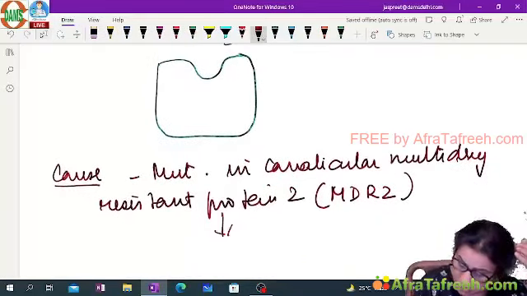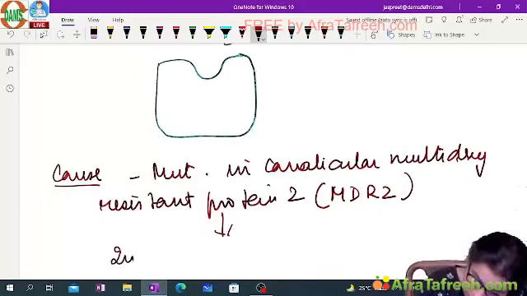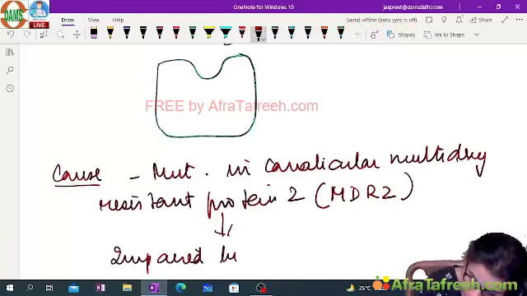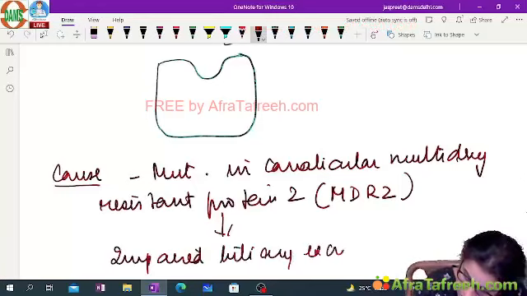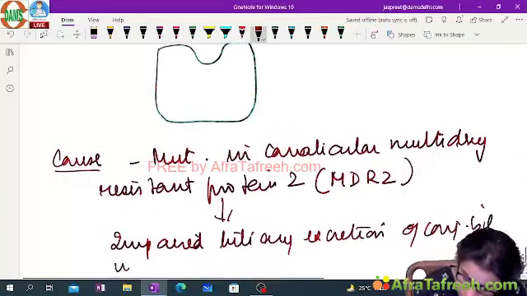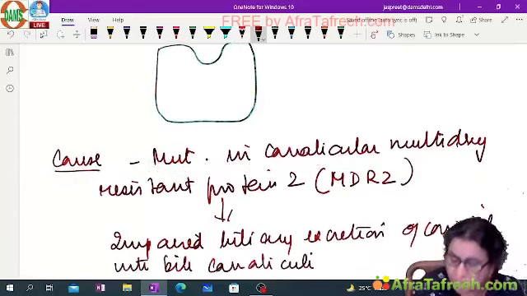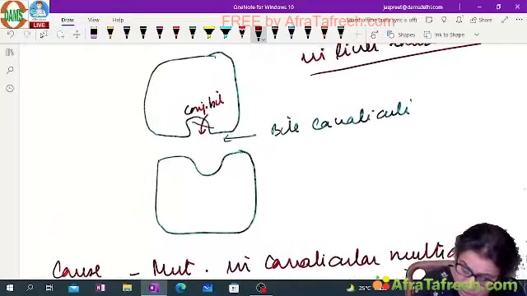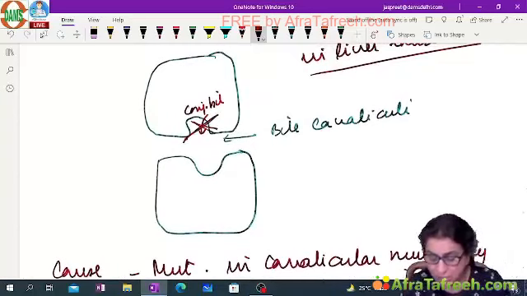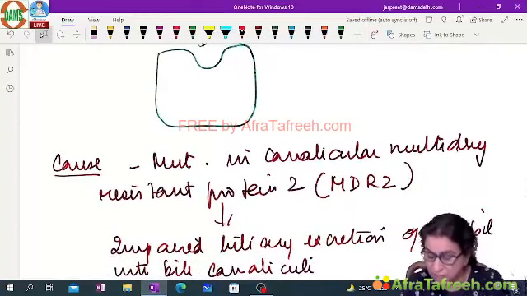Because of the mutation in this canalicular multi-drug resistant protein 2, there is impaired biliary excretion of conjugated bilirubin into the bile canaliculi. So conjugated bilirubin cannot come out into the bile canaliculi, because there is a mutation in canalicular multi-drug resistant protein.